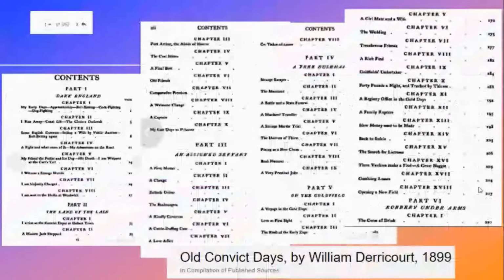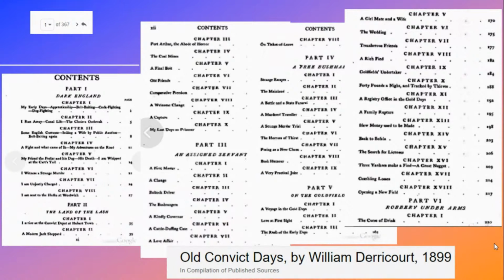Now, this is a book by William Derricourt in 1899. It's essentially his life as a convict. And what I've done there, and it's in MyHeritage, you can see it in the publications section, in the published sources. What he's done is done various parts outlining his whole life. So part one, he's called Dark England, and this is his early days, all the things he got into. And then, of course, part two is the land of the lash. He's now a convict. He's been sent to Hobart Town.